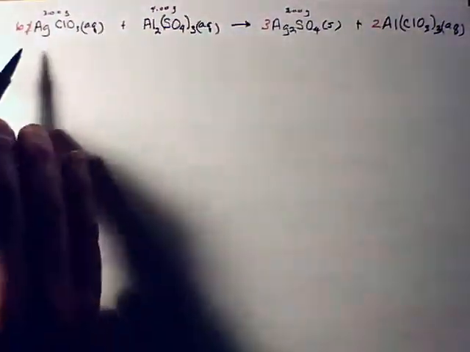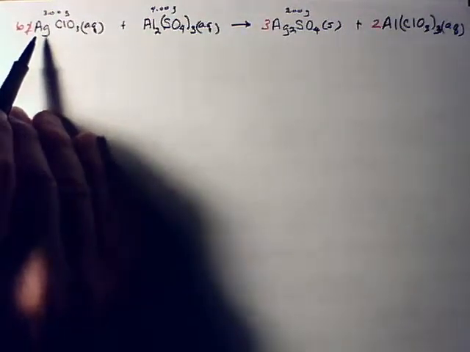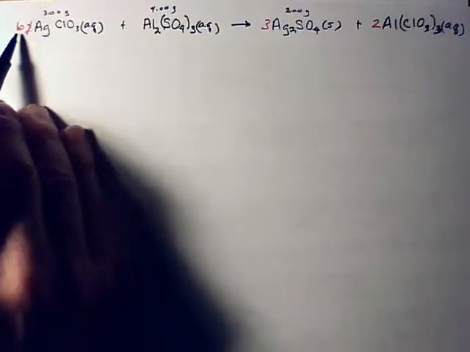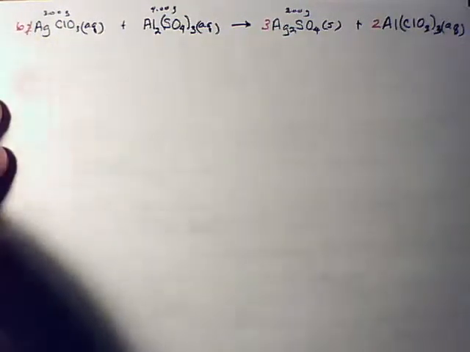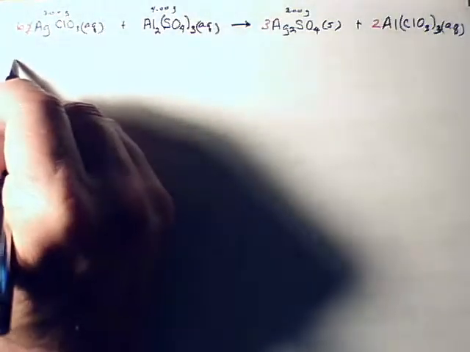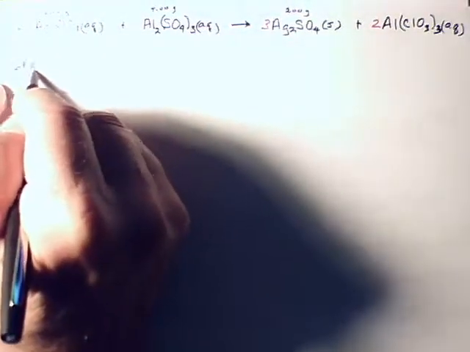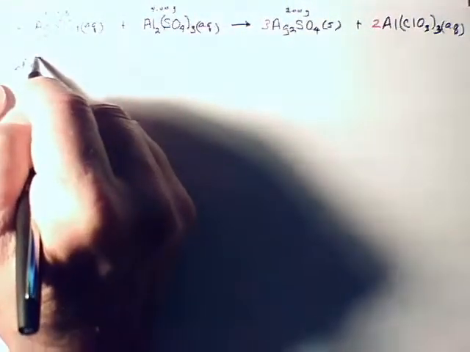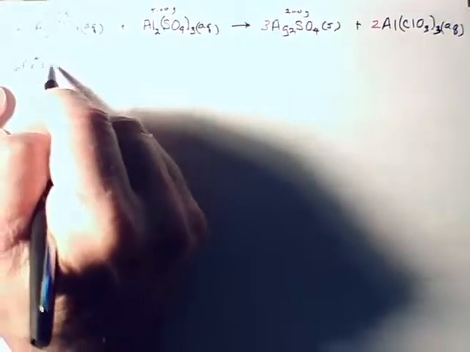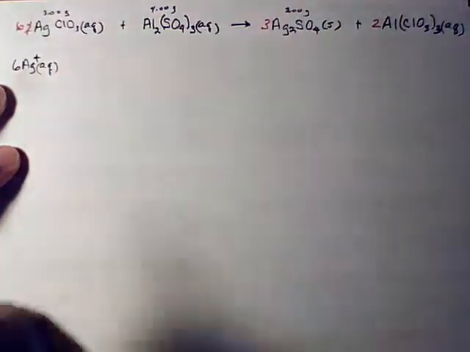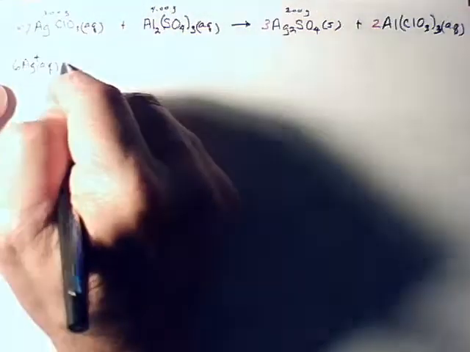This is aqueous. It's ionic. It splits up. Now, there's one silver ion in the formula, but this 6 out in front means overall we have 6 silver ions. So we're going to show it that way: 6 silver ions, which are aqueous, because they've been solvated. They're dissolved in the water. There are also 6 chloride ions.